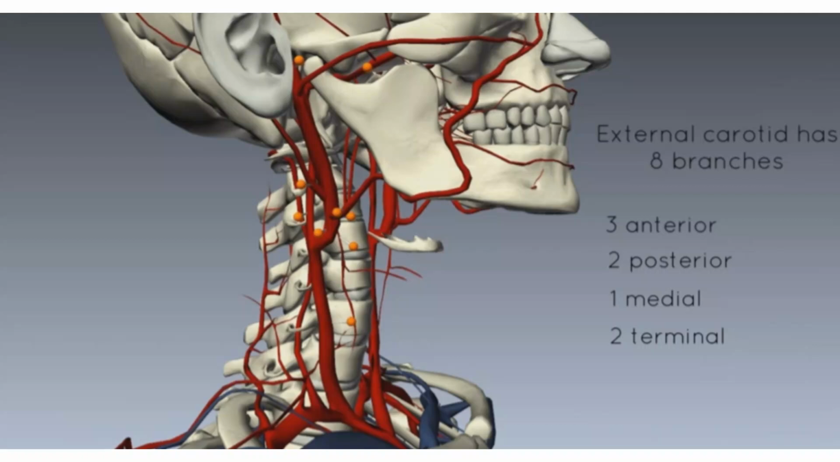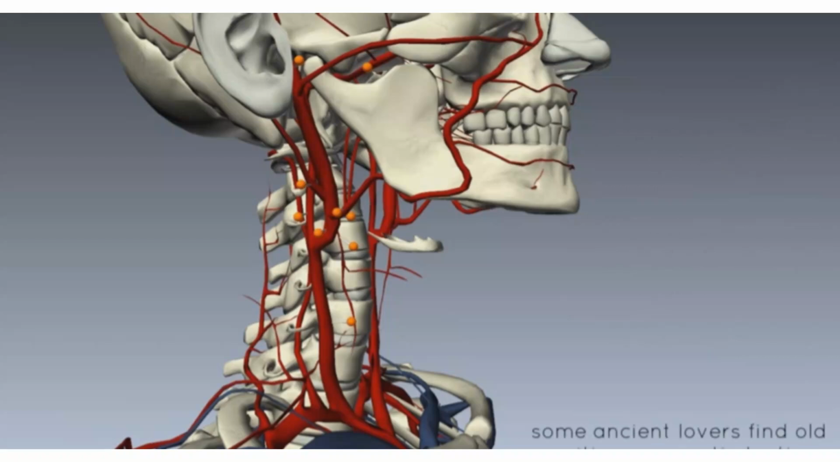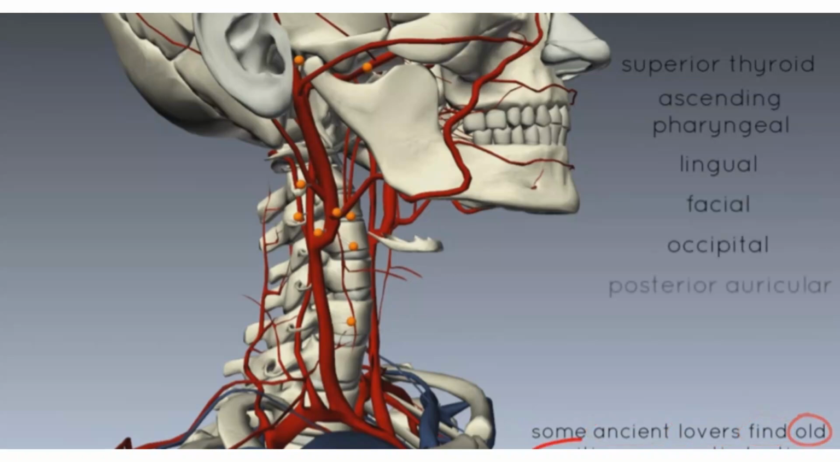As with many things in anatomy, there's a nice little mnemonic for remembering the branches of the external carotid, and the one I use is "Some ancient lovers find old positions more stimulating." It's quite an easy one to remember, quite a memorable mnemonic. The branches are the superior thyroid, the ascending pharyngeal, the lingual, the facial, the occipital, the posterior auricular, and then you've got the 2 terminal branches, the maxillary and the superficial temporal arteries.